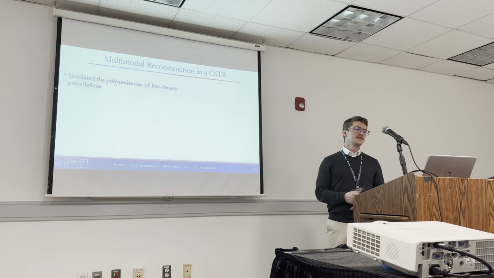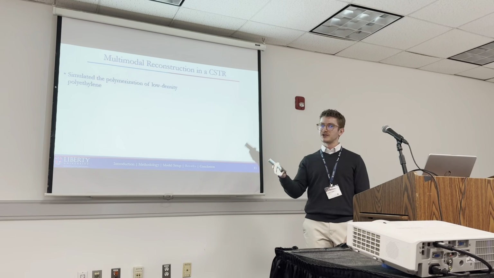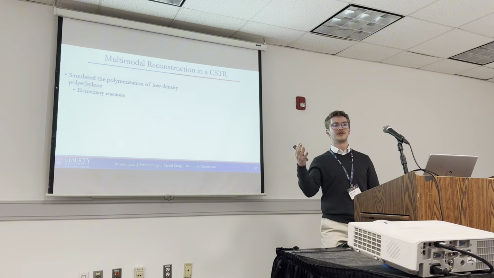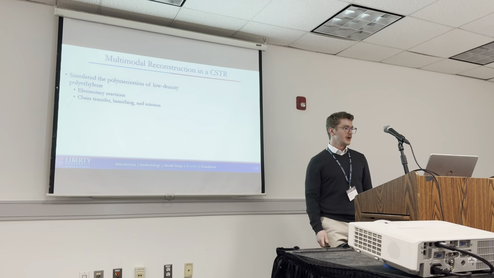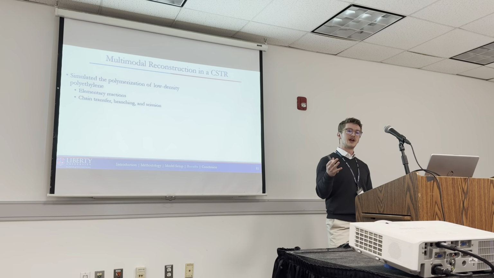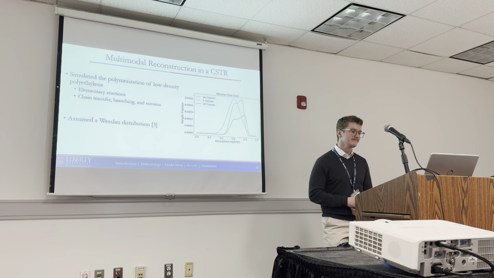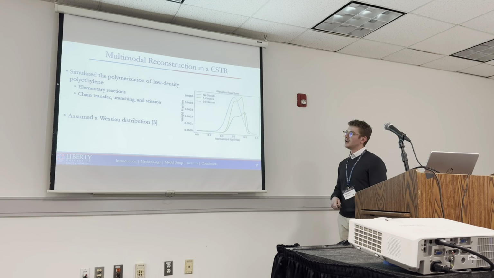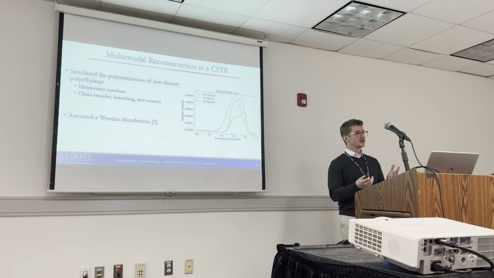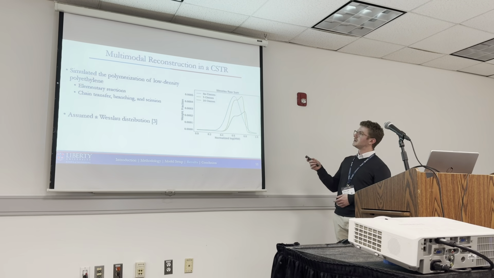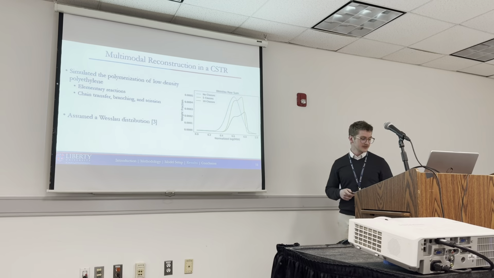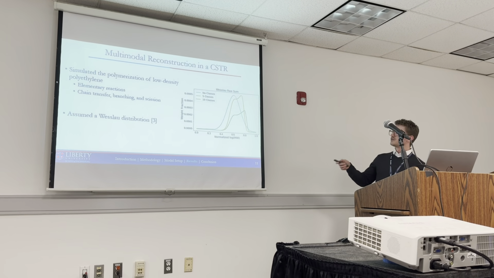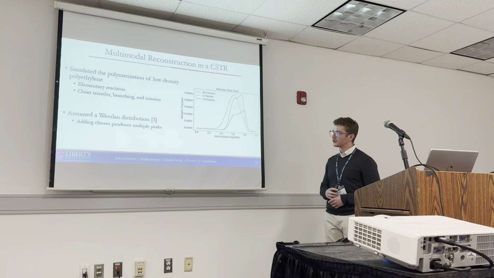And so we simulated the polymerization of low-density polyethylene with this model. We have the elementary reactions I went over in the illustration previously, with the addition of chain transfer, branching, and scission reactions. And here we can see the results of this bimodal reconstruction, where we assumed a Weibull statistical distribution, and each one of these has a different number of classes, where the blue curve is with no classes, the orange curves with 5 and 10 classes, the green curve.